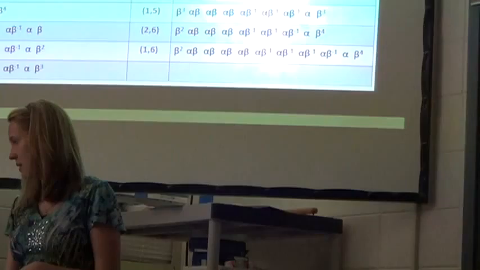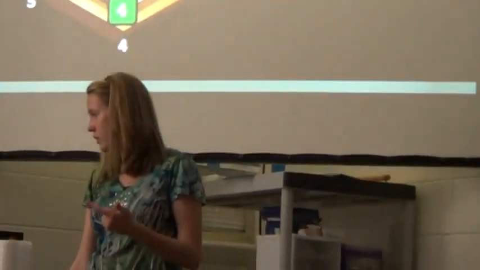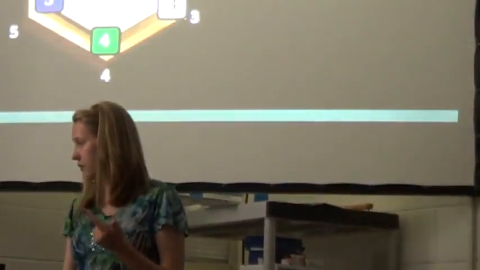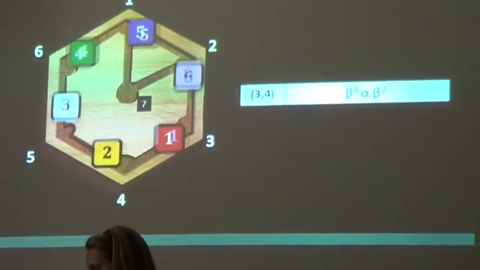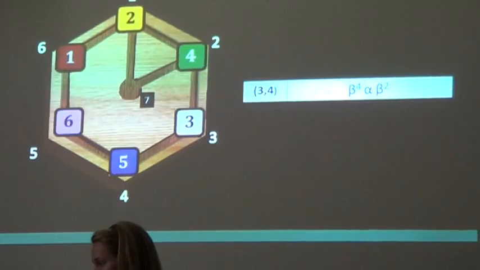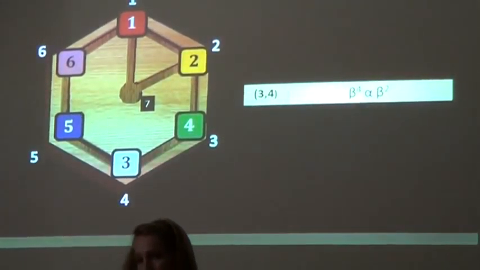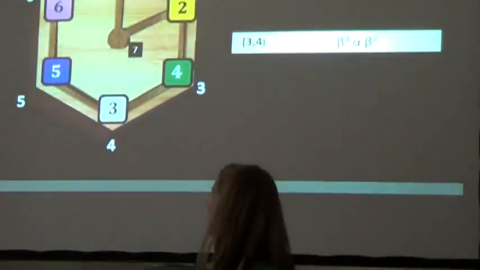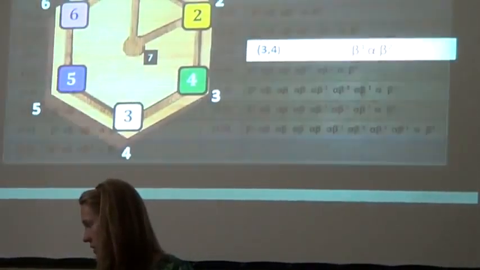And I'll show you a little example. How about 3, 4? We do beta 4 times, and then we do alpha, and then beta 2 times. And now it's back in order, when at first it had 3 and 4 mixed up.